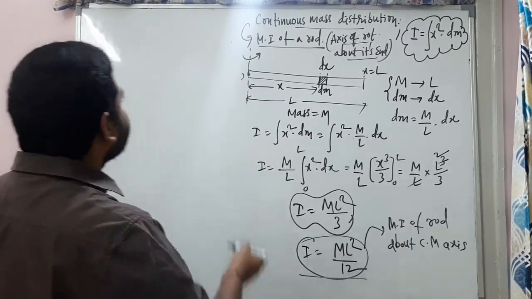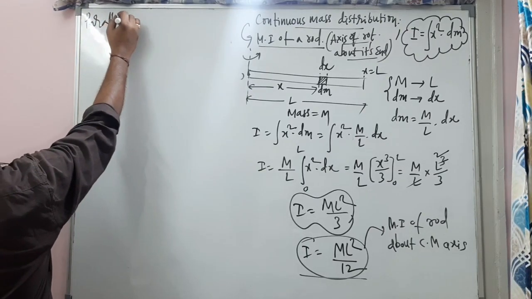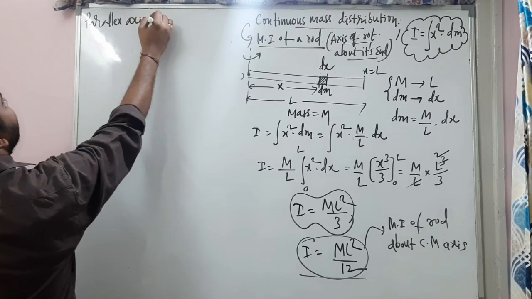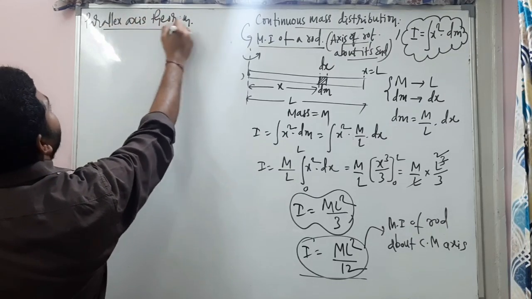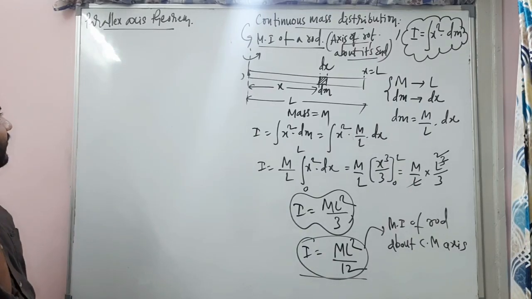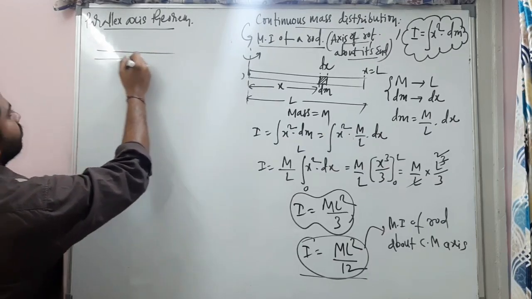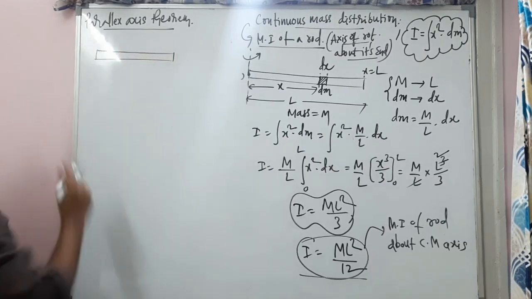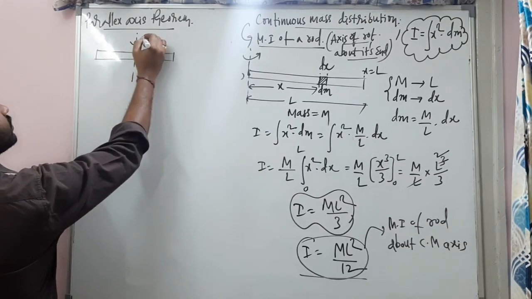By using a theorem called parallel axis theorem. What's the theorem here? Parallel axis theorem. It's so simple, my dear students. The rod uncoiled. This is the axis passing through center of mass.